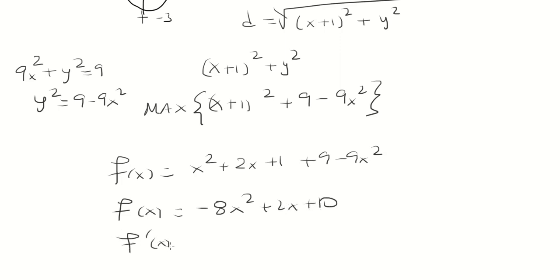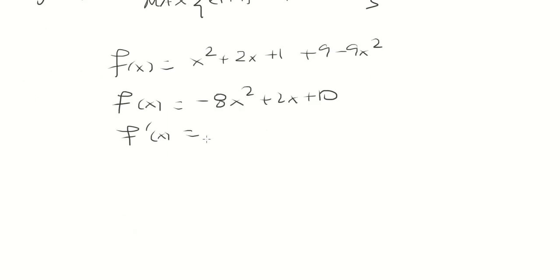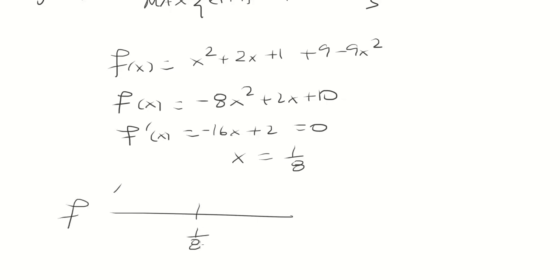Now we want to take the derivative because we want to maximize this. It's -16x plus 2. Set equal to 0 and get x equals 1/8. Now on our number line, we want to make sure 1/8 is a point at which it's the maximum distance. So if we pick a point less than 1/8, say 0, and a point bigger than 1/8, say 1, and plug them into the derivative, -16 times 0 plus 2 is positive, and -16 times 1 plus 2 is negative, so this is a maximum. It's a local maximum.